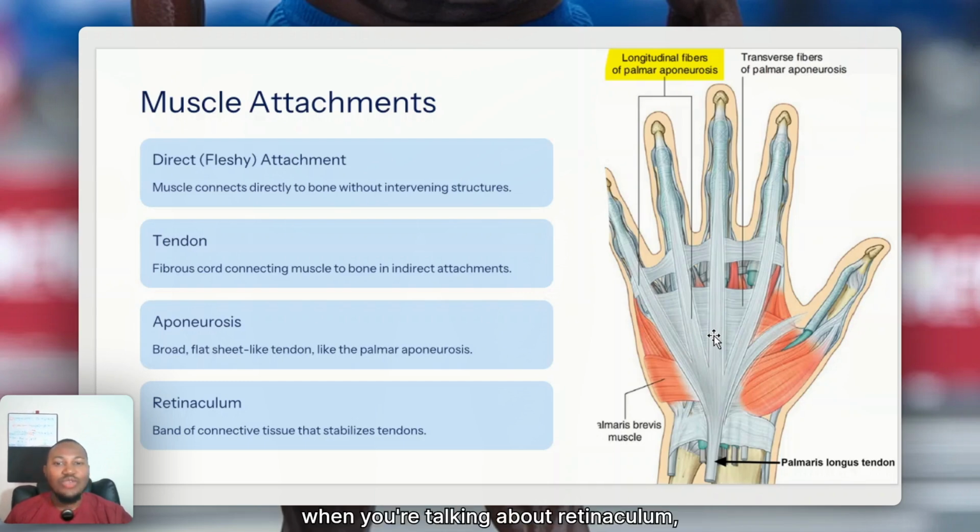All right? Now, retinaculum is something that makes a tendon strong. Like if you look at these different tendons, this is the retinaculum, this sheet. It's a band of connective tissue that stabilizes the tendon and makes the tendon strong.